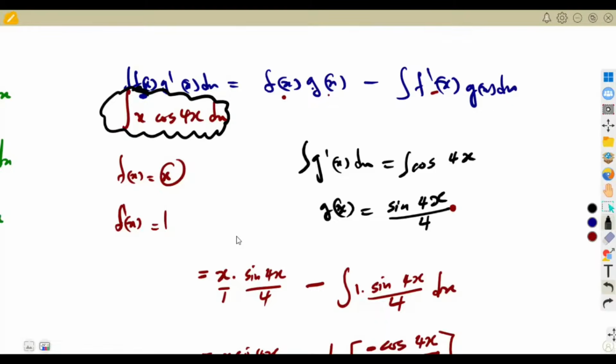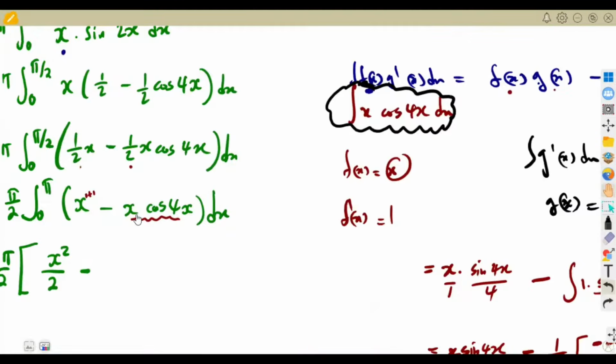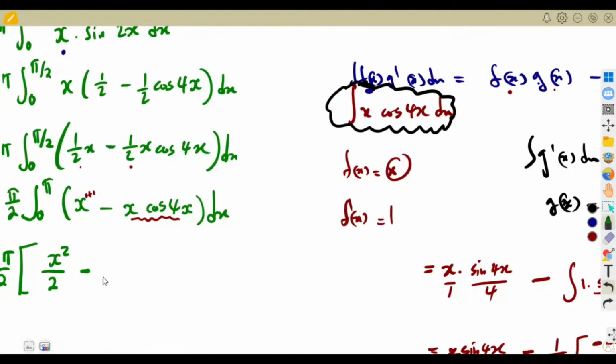So now it means in place of that x cos 4x that we have, we are going to substitute the answer that we got. We are going to substitute in place of this integral x cos 4x. But remember, there is already a negative here. We are supposed to subtract whatever answer we get from this integral of x cos 4x.